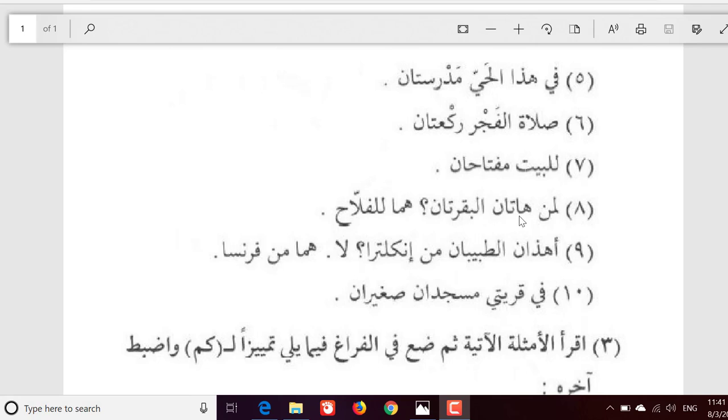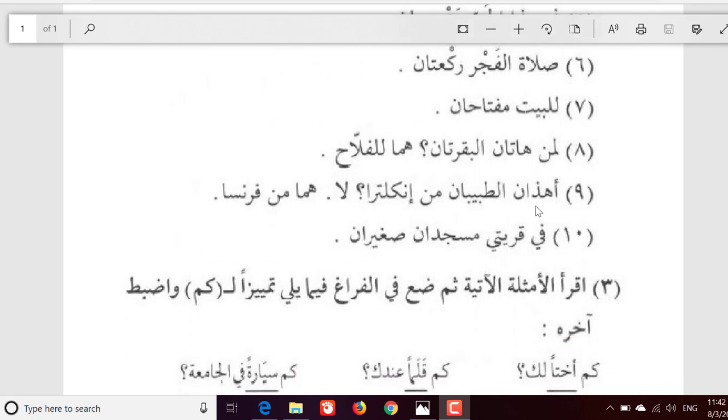Hatani al-baqaratani. So hatani is the subject, and baqaratani is the bedel, and liman is the predicate because it's harf al-jar. Huma lil-fallah. They belong to the farmer. So here our subject is huma. So we add the alif to show dual even for the damir. We don't need to say hunna. If you say huma, that counts for masculine and for feminine. Huma lil fallah. They belong to the farmer.